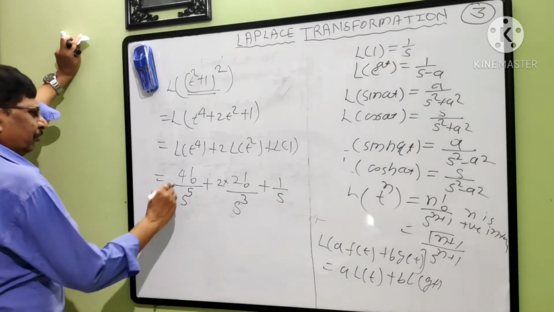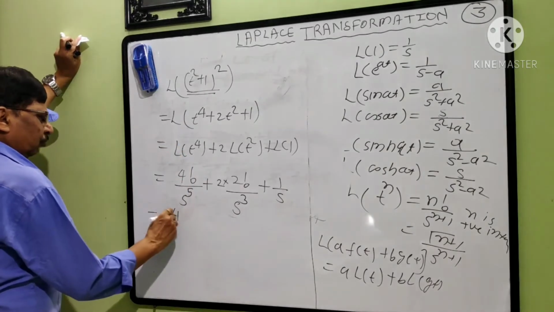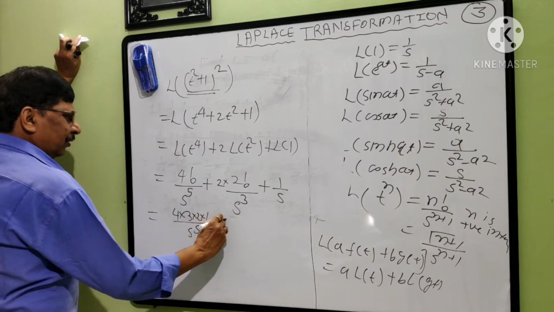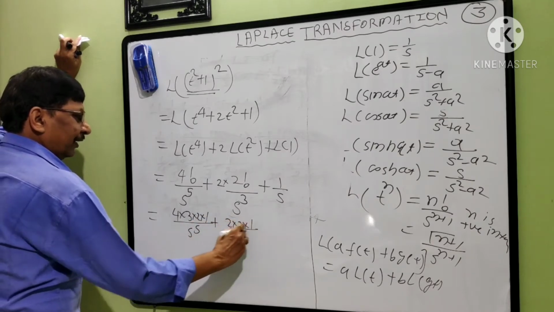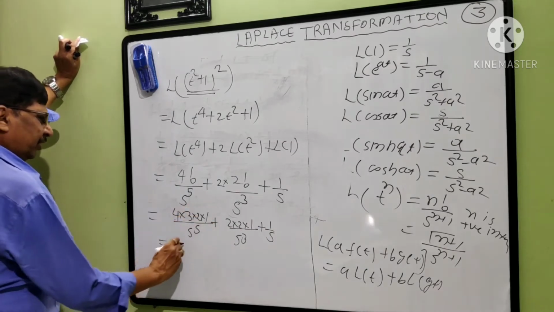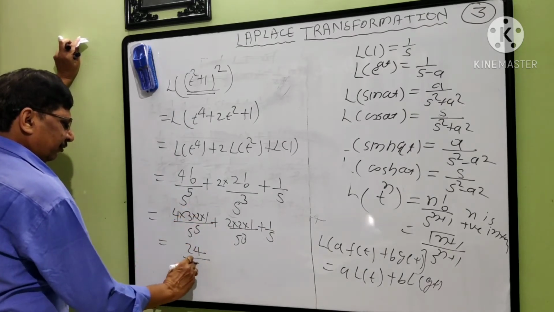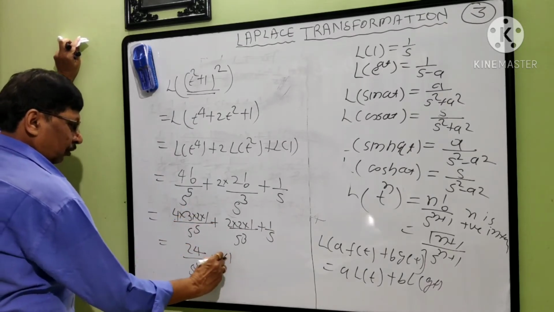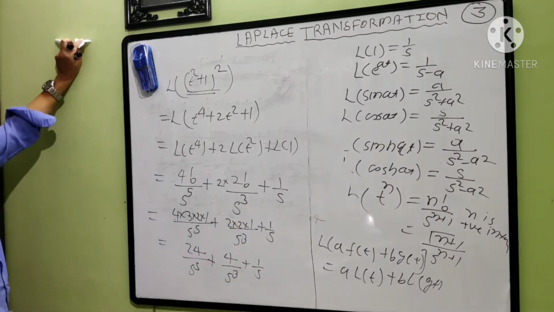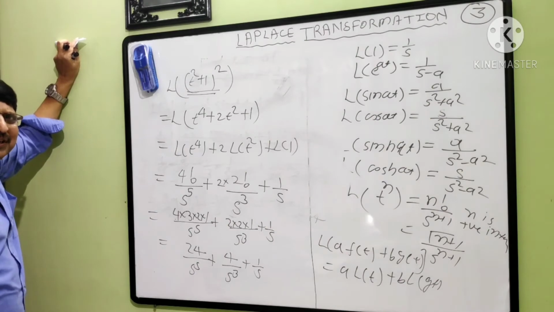Okay, 4 factorial means 4 into 3 into 2 into 1, upon s raised to 5. 2 factorial means 2 into 1 upon s cube, and this is 1 by s. That is, 4 3s are 12, 2s are 24, upon s raised to 5, plus 4 upon s cube, and plus 1 by s. That is it. Very simple.